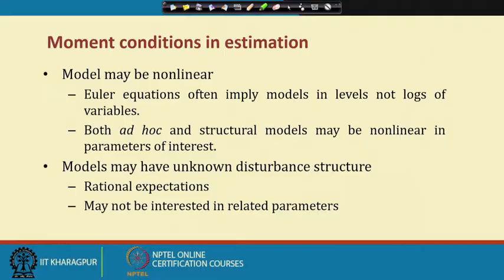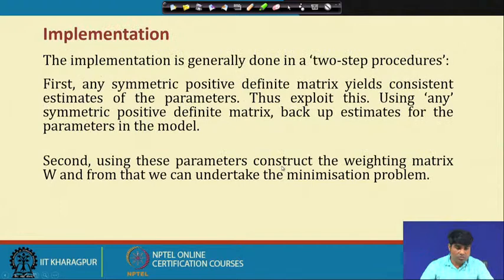But the bigger advantage of this model is bringing the dynamics to the system and again addressing the endogeneity component. So far as the implementation is concerned, it is a two-step procedure. In the first step, use any symmetric positive definite matrix, which yields consistent estimates of the parameters. And second, using these parameters, construct the weighting matrix, and then from that we can undertake the minimization problem. That is the technical procedure you have to follow to get the estimated outputs from the GMM.